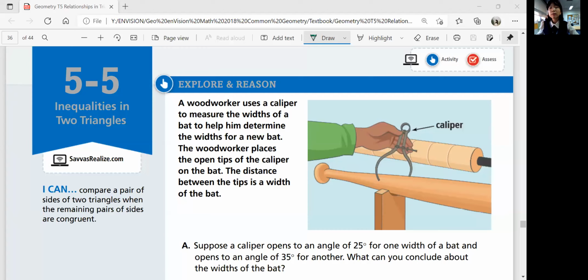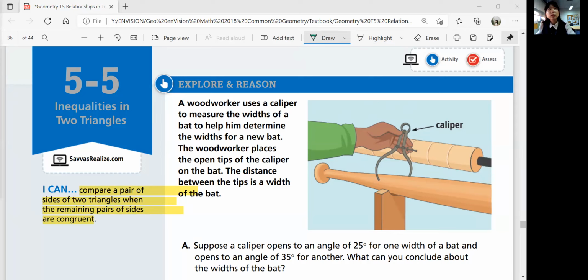Hello, this is geometry lesson 5-5, inequalities in two triangles. This is the last lesson of this topic. In this lesson, we'll be able to compare a pair of sides of two triangles when the remaining pairs of sides are congruent.